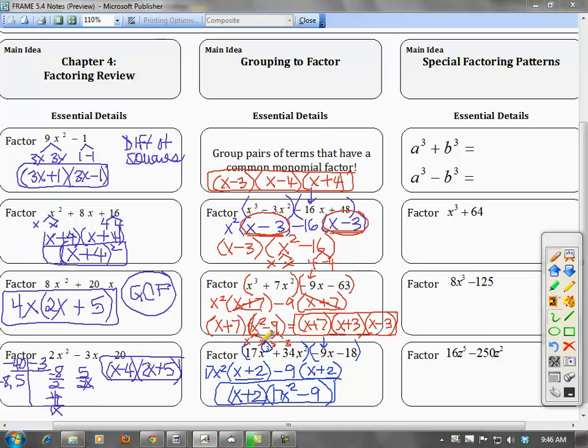I am going to give you these patterns on your test and on your quiz. So please be aware of that, okay? And we're looking for things that have two terms, and both of those two terms are what we call perfect cubes. And I want to talk about the cubes.